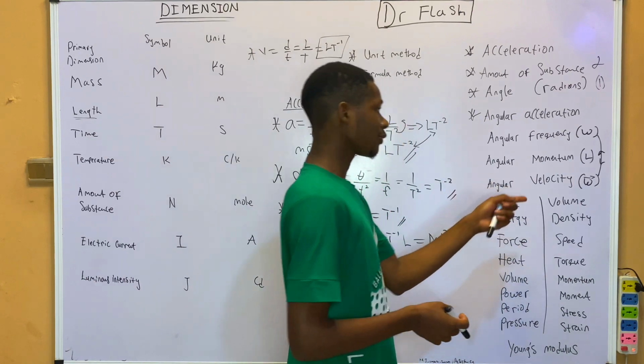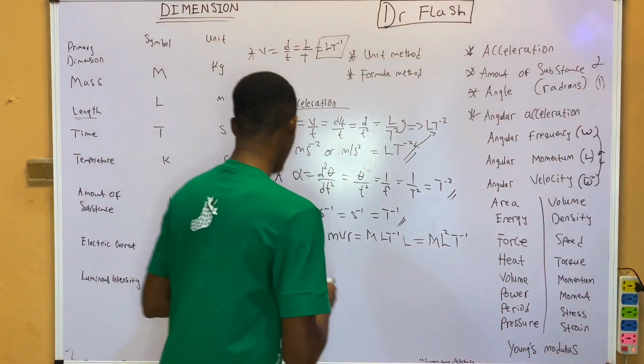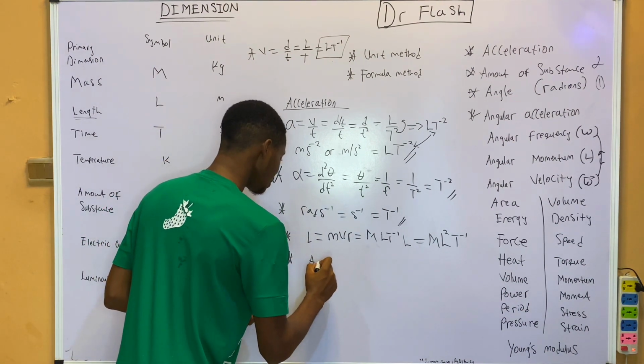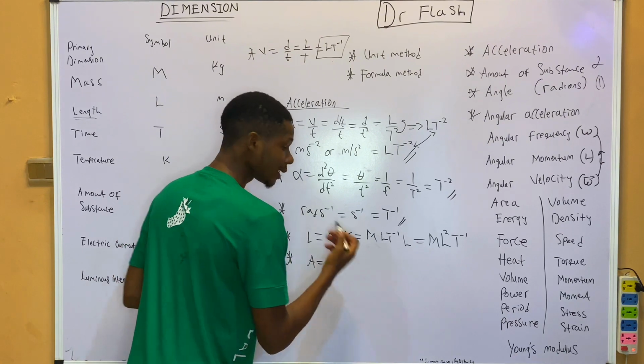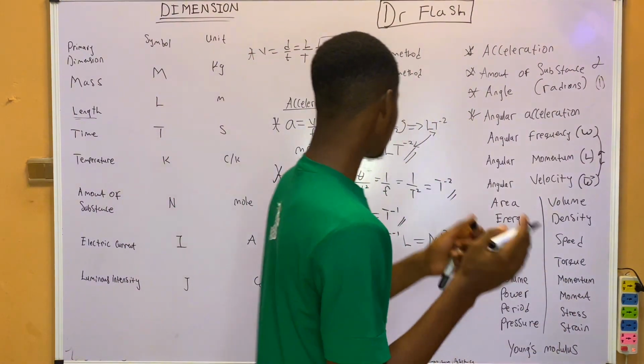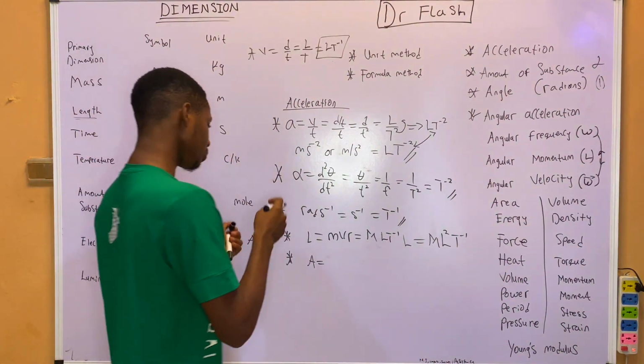And then again, angular velocity, we've done it to say it's same as angular frequency. And then area. To get the dimension for area, we know that area is equal to length times length. No matter the formula we make use of, whether that of a trapezium, a circle, or a square, at the end, it all falls down to L squared.